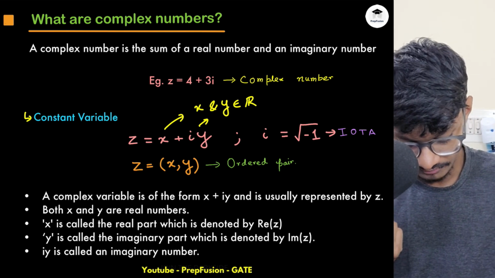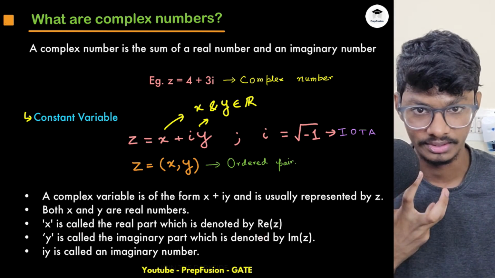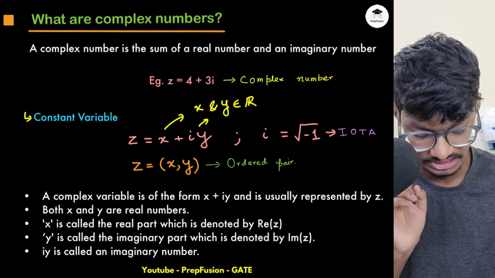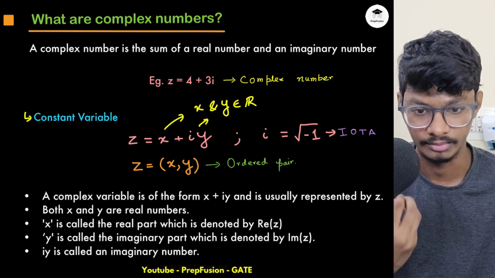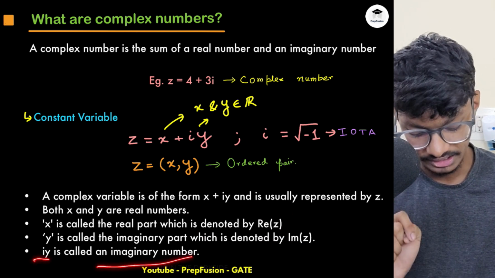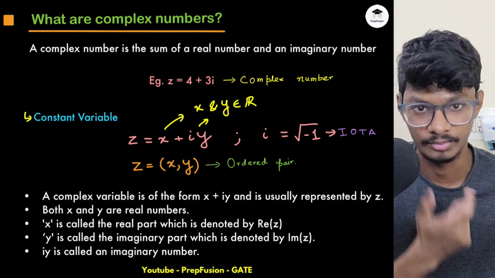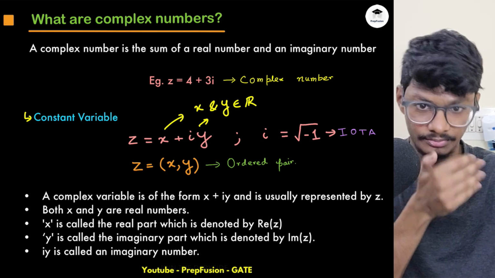You can read where I've told you that x is called the real part of the complex variable, and it is denoted Re(z), and y is called the imaginary part, which is denoted Im(z). These are notations, you have to remember them. And y is called the imaginary part, and iy is also an imaginary number, because y itself is real, and i times any real number makes it purely imaginary.